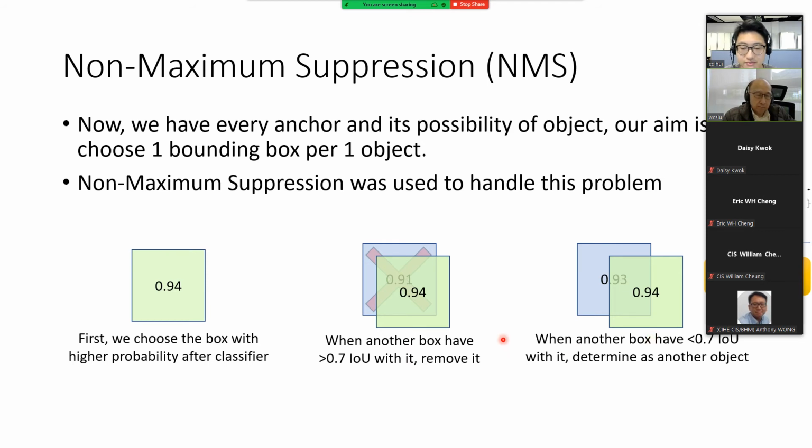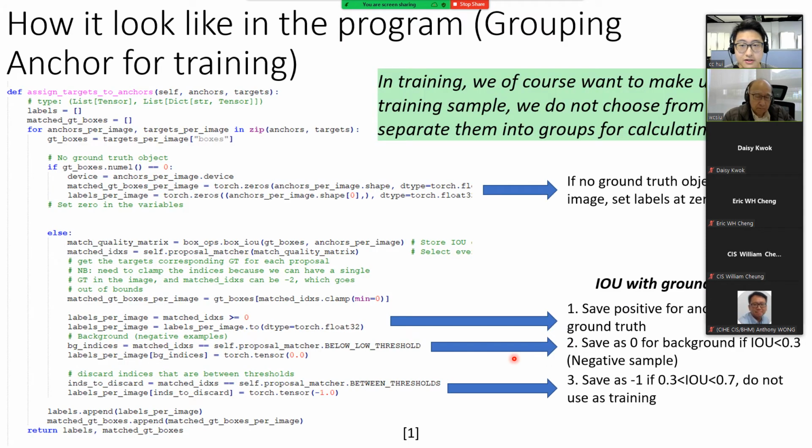So non-maximum suppression is to choose the best from many. Now, don't be scared by the code first. I have summarized it. In the training session, of course we don't want to only choose the best to calculate the loss, it is not efficient. So we just separate them into groups for calculating loss.